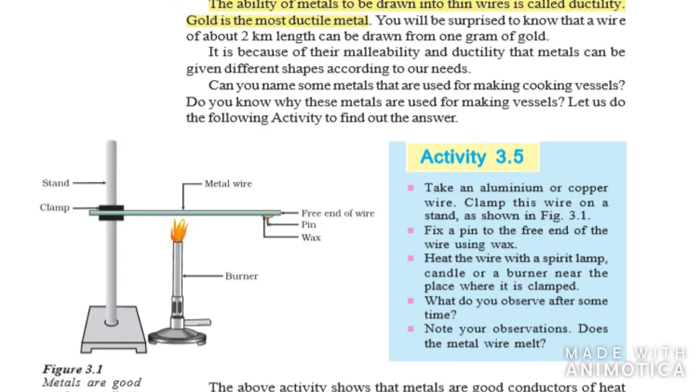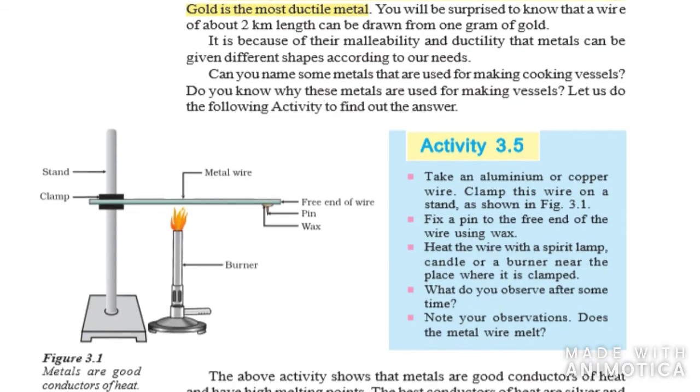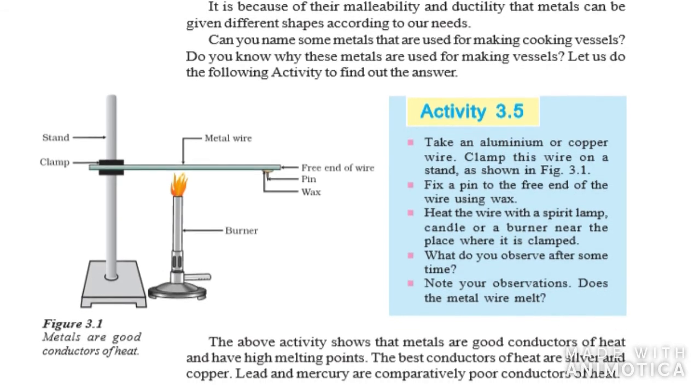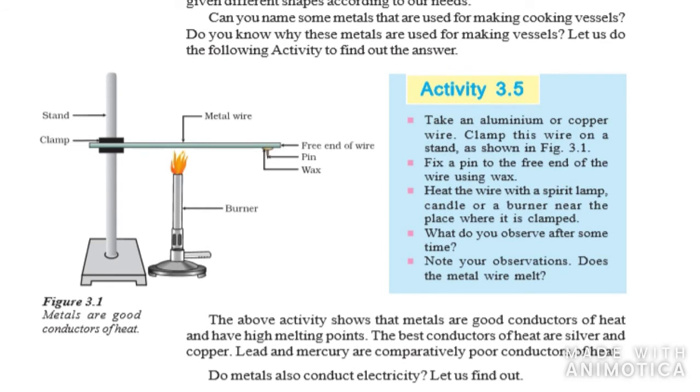Can you name some metals that are used for making cooking vessels? We have aluminium. Do you know why these metals are used for making vessels? Because they are good conductors of heat, and they are less reactive to food items because they form metal oxides.